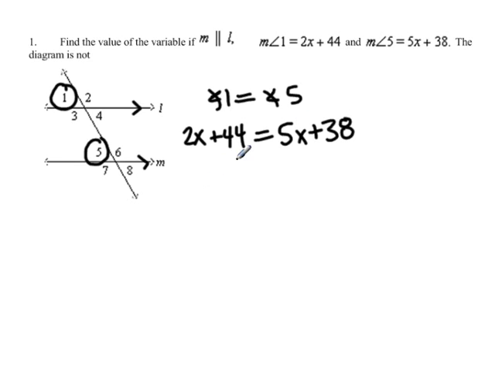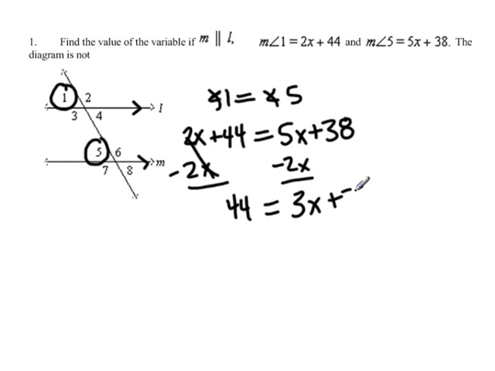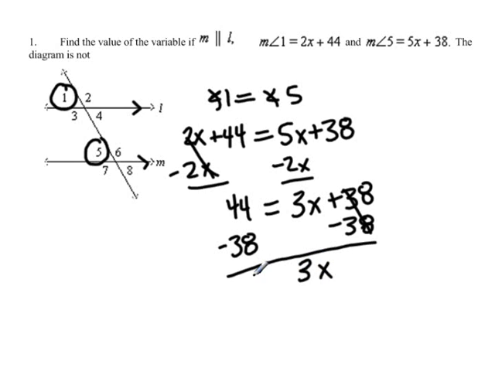And then from here we solve for x. I'm going to move 2x across. So 44 is equal to 3x plus 38. I will subtract 38. So we're left with 3x is equal to 6. So x equals 2. We can always plug back in and check if we need to. 2 times 2 is 4, so that gives us 48. And 2 times 5 is 10. 10 plus 38 gives us 48, so that checks out.